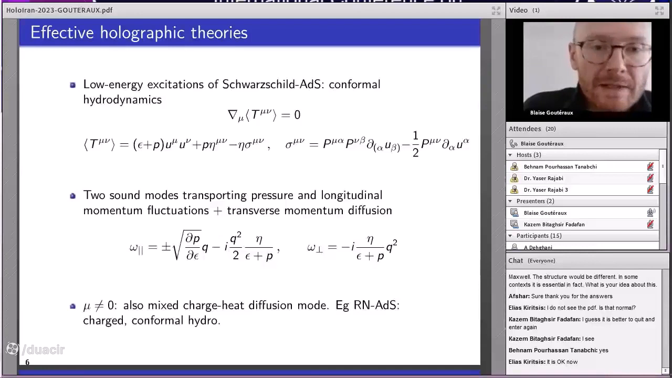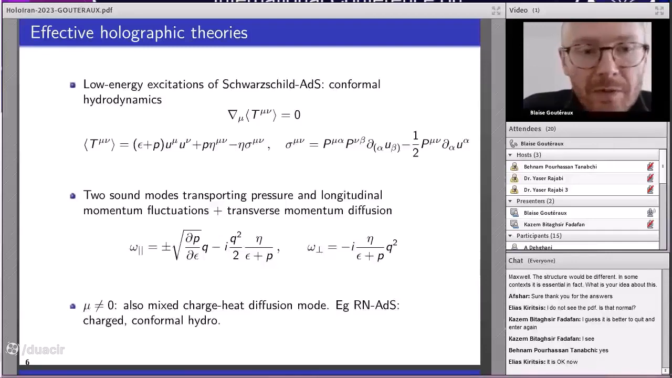And then there's an attenuation that's governed by the viscosity, the viscous correction we have. This is for the longitudinal sector. And in the transverse sector, we simply have momentum diffusion, which is again controlled by the shear viscosity. This is at zero density.